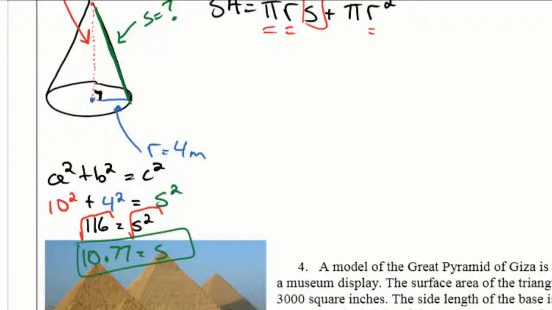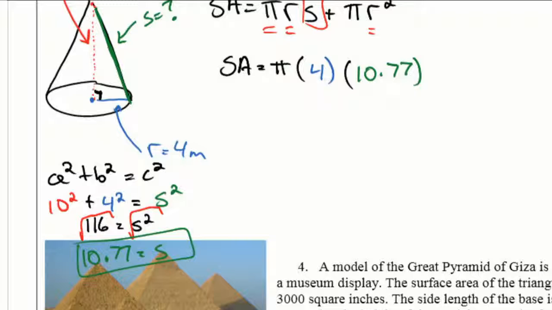So, looking back at the formula, we have everything we need now. We can just plug it all in and just think a little bit about our order of operations, and we should be good. So the surface area is pi. I'm just going to leave it as pi. I know the radius is given in the question. That was 4. Then I have a slant height, which I just calculated to be 10.77. Add to that again, pi, and then the same radius again, 4 squared.